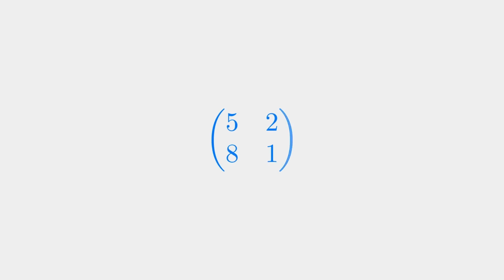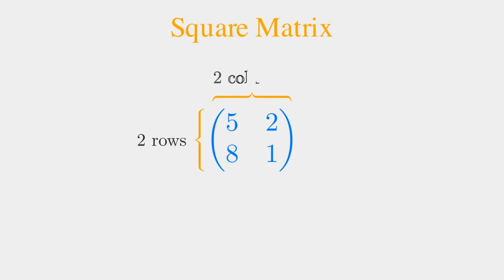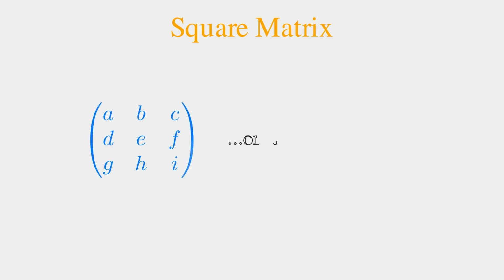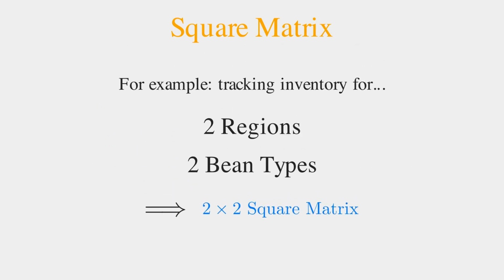A special type of matrix is the square matrix. This is simply a matrix where the number of rows is equal to the number of columns. So a 2 by 2 matrix, or a 3 by 3 matrix, or an n by n matrix is a square matrix. While our coffee inventory matrix isn't square, a square matrix might be used if, for example, we were tackling inventory for 2 regions and only 2 bean types, leading to a 2 by 2 arrangement.